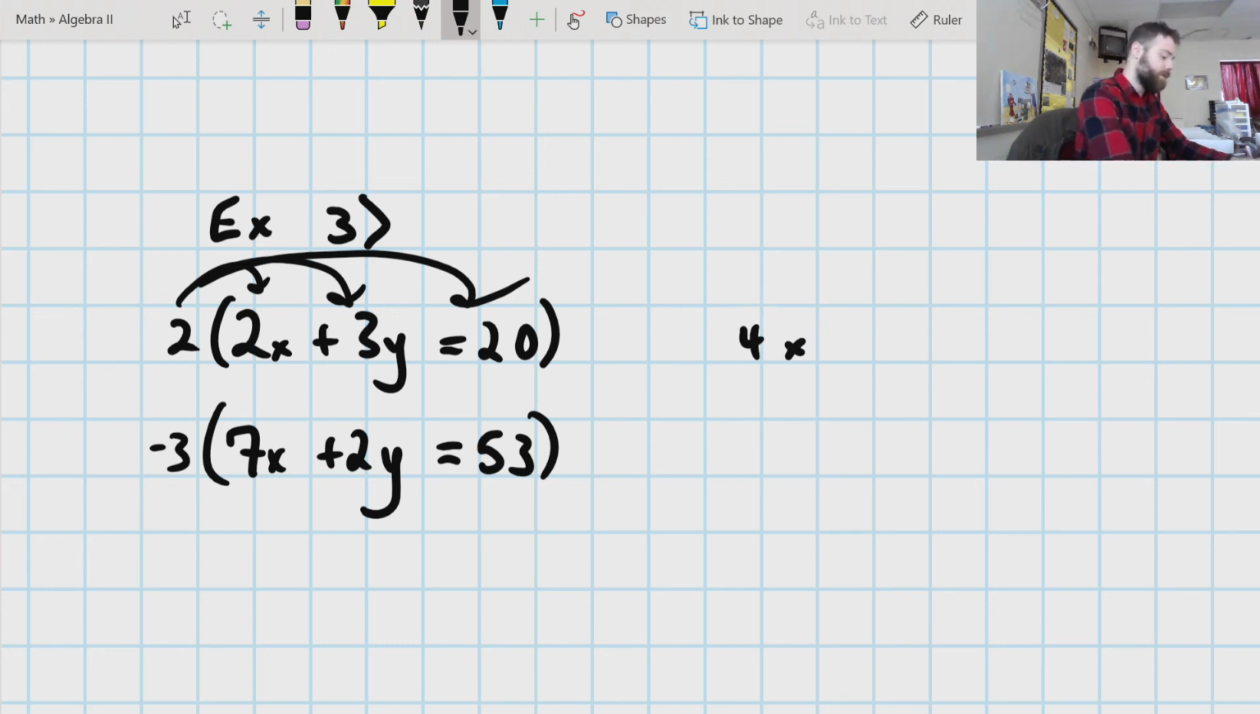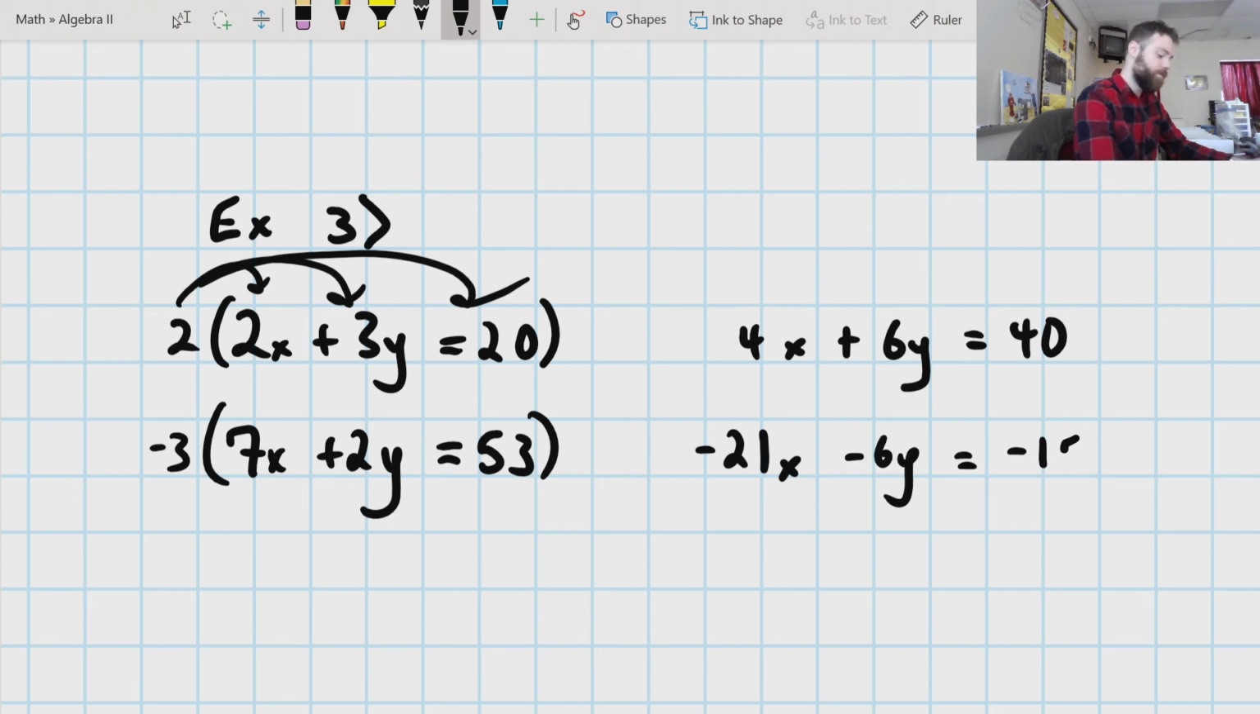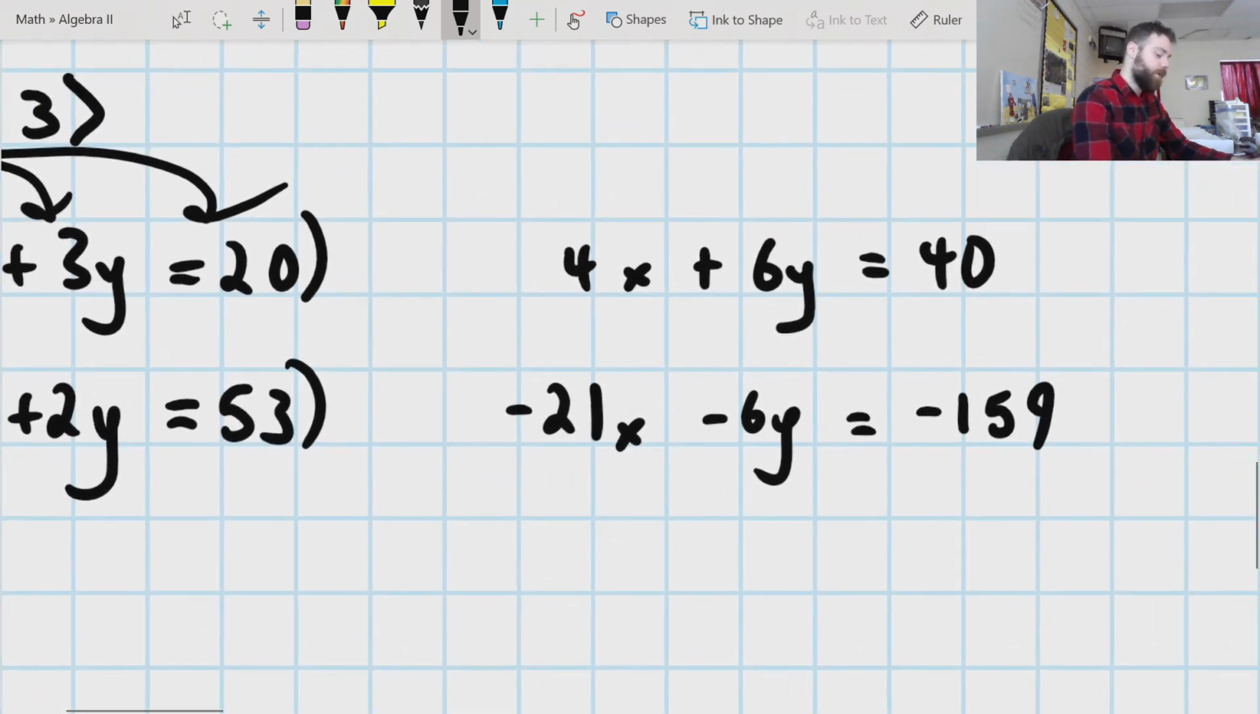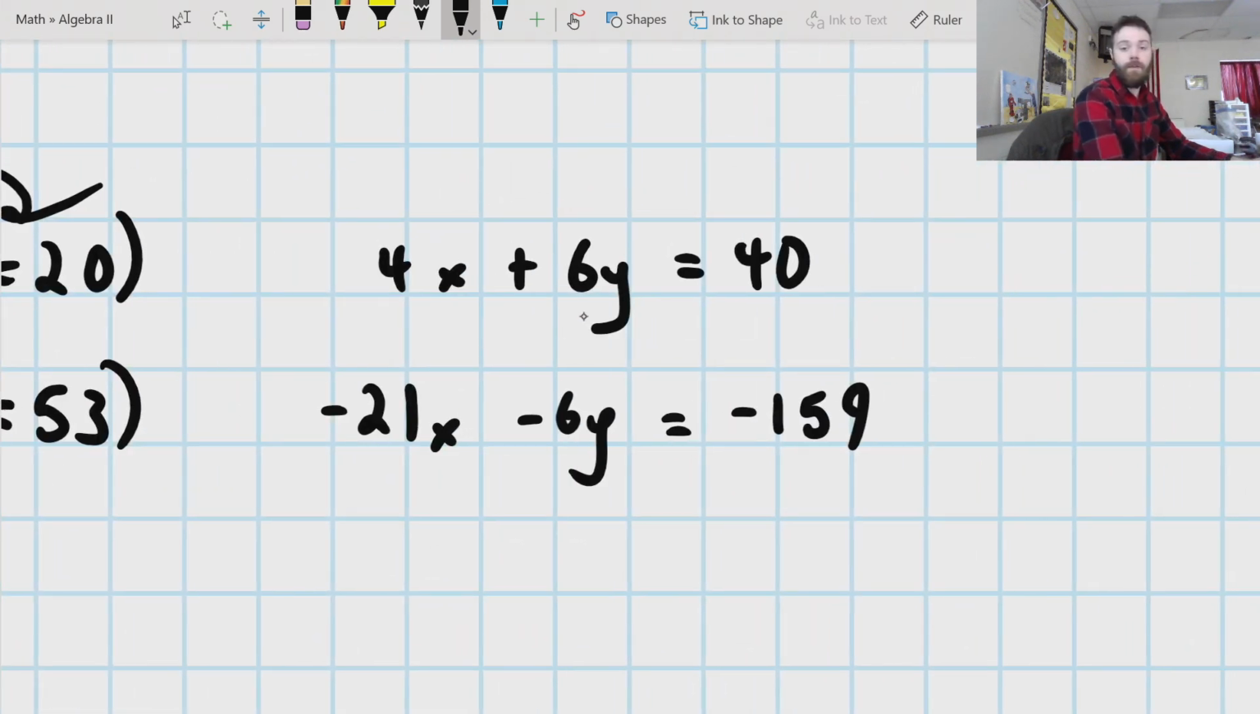So that top equation becomes 4x plus 6y equals 40. And that bottom equation will become negative 21x minus 6y equals negative 159. And so what we're going to do is add. So 6y plus a negative 6y, that'll add to 0. 4x minus 21, that's going to be negative 17x. And then negative 159 plus 40 is going to be negative 119.